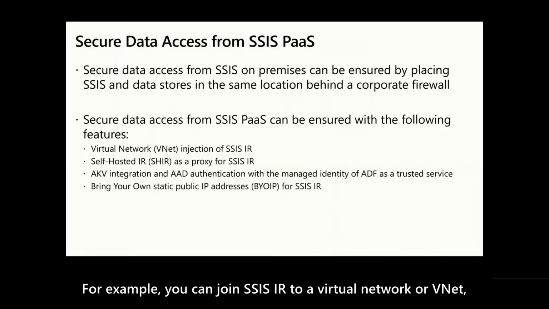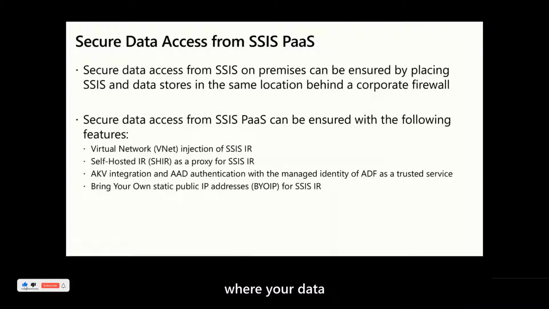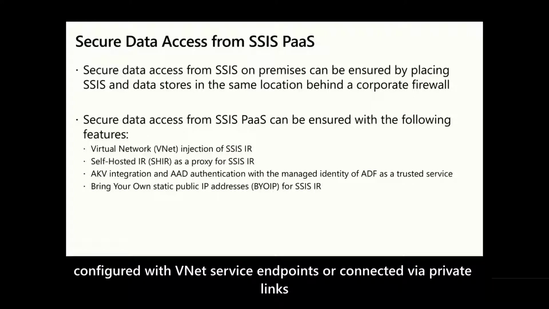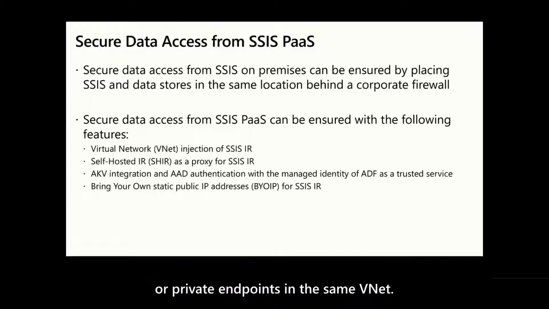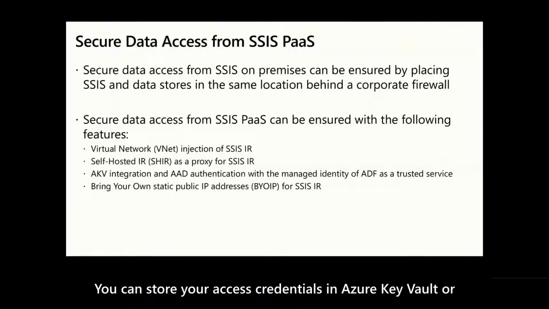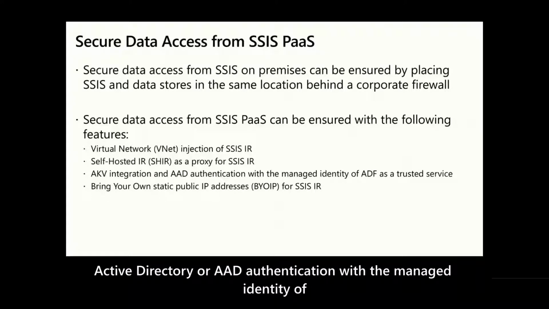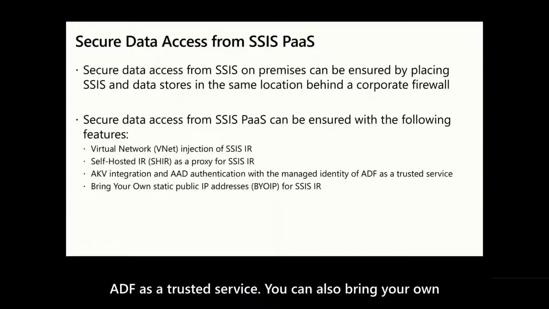For example, you can join SSIS IR to a virtual network or VNet where your data stores are also injected into the same VNet, configured with VNet service endpoint, or connected via private links or private endpoints in the same VNet. You can use self-hosted IR as a proxy for SSIS IR, where it can be installed in the same network where your data stores reside behind a corporate firewall. You can store your access credentials in Azure Key Vault or AKV, and if you want to omit credentials from your SSIS packages altogether, you can use Azure Active Directory or AAD authentication with the managed identity of ADF as a trusted service. You can also bring your own static public IP addresses for SSIS IR, so you can allow them on your data store firewalls.